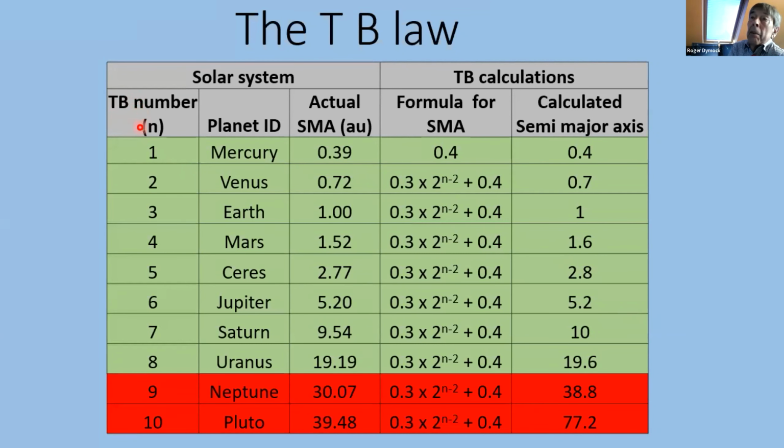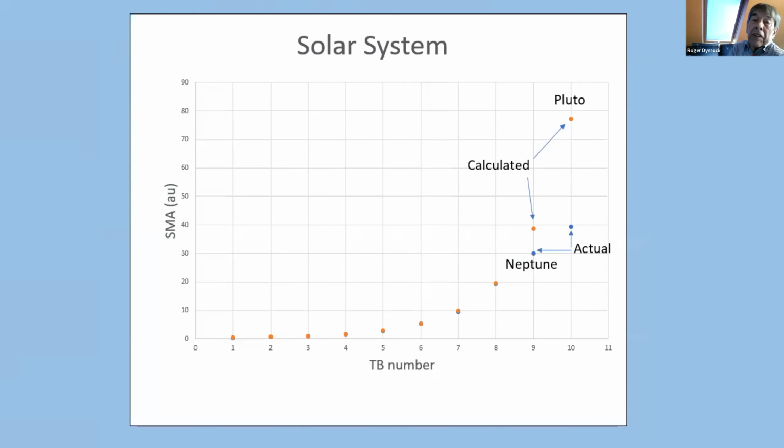So here I have the TB number, starting with 1 for Mercury, the planet, the actual semi-major axes, the formula from the TB calculations, and the calculated semi-major axes. So we're okay down here, but not for these two. This is a graphical representation of the TB law applied to the solar system, and you can see that Pluto and Neptune don't actually lie on the curve. So we have the TB number along the bottom and the semi-major axis in astronomical units there.